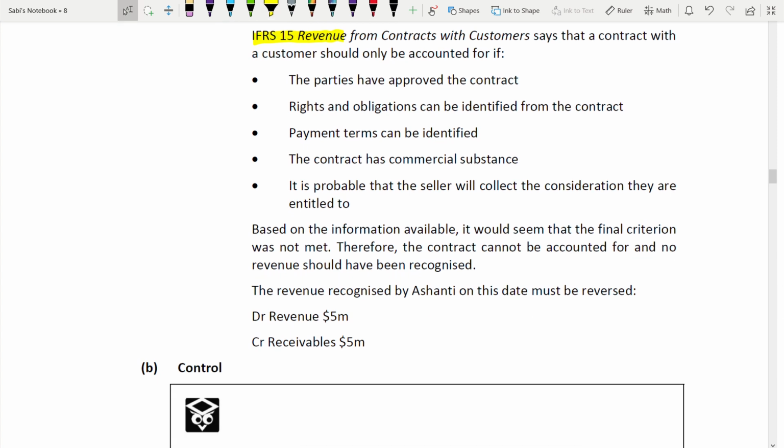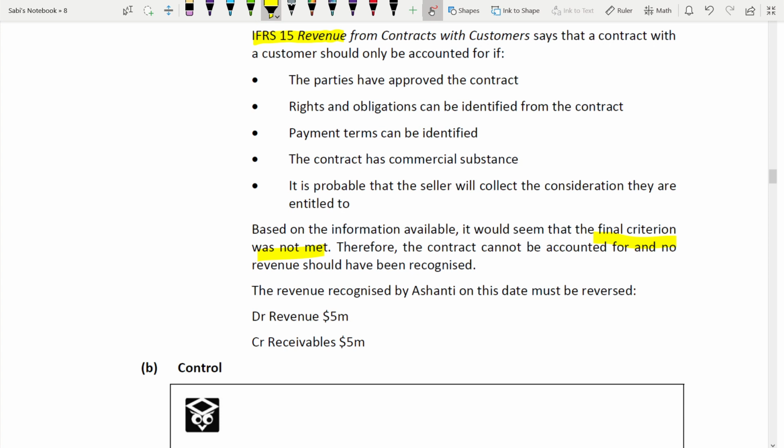Okay, so based on the information available, now you are linking this with the case study, whether it meets these 5 criteria or not. It would seem that the final criterion was not met. Out of these 5, the final was not met. It was not probable that the seller will collect the consideration. Because one of them did not meet, remember all 5 conditions have to be met. It's an and, not or.